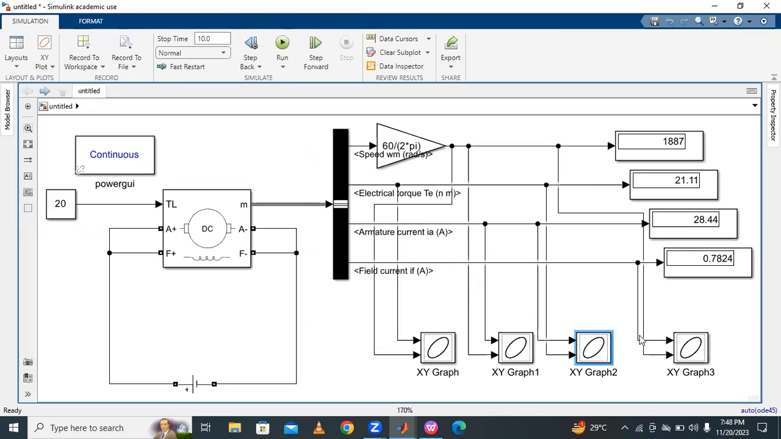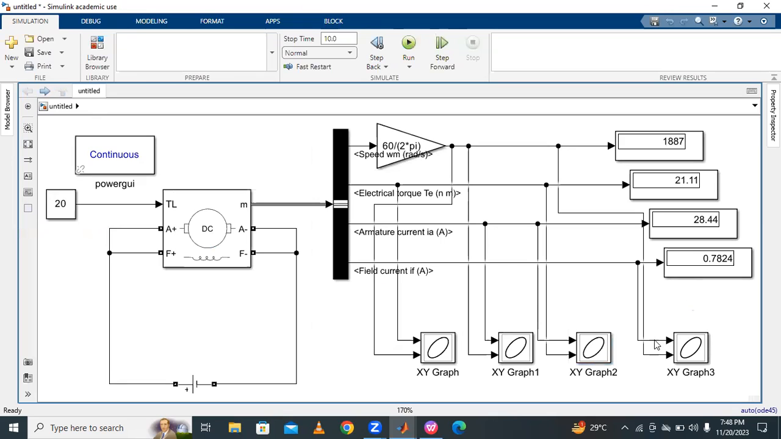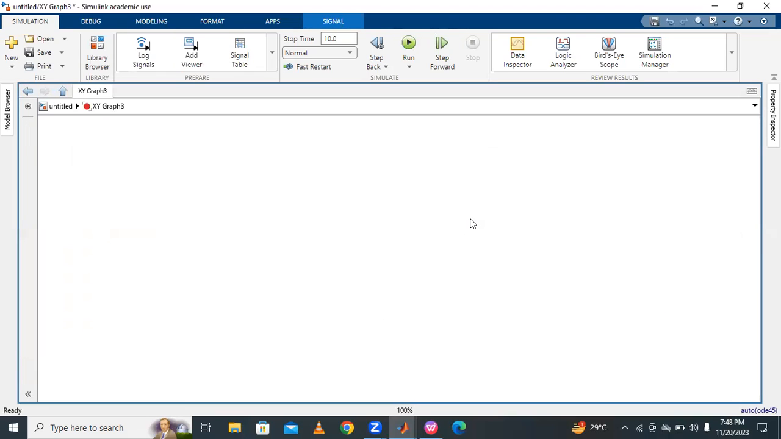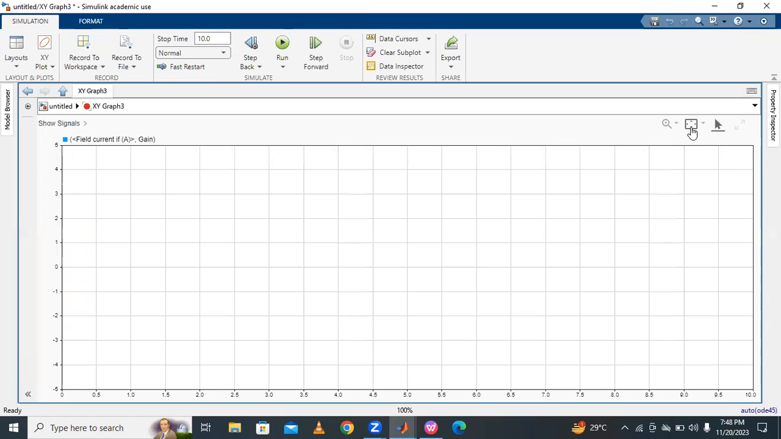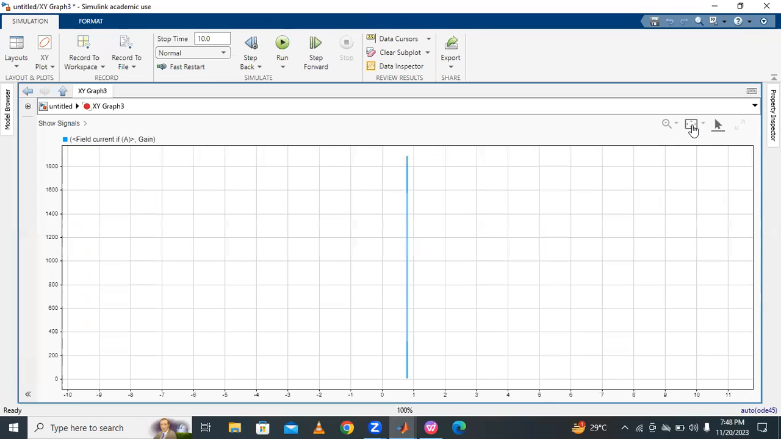Finally, the fourth one: the x-axis is field current and the y-axis is speed, field current versus speed. These are the field current versus speed characteristics of the DC motor. The field current is almost constant, and the speed changes like this.